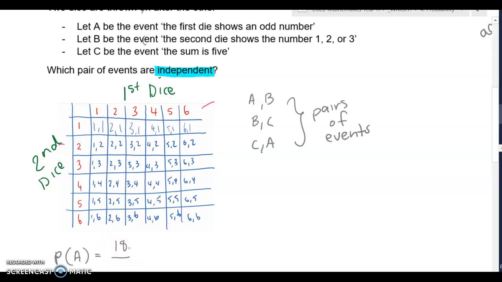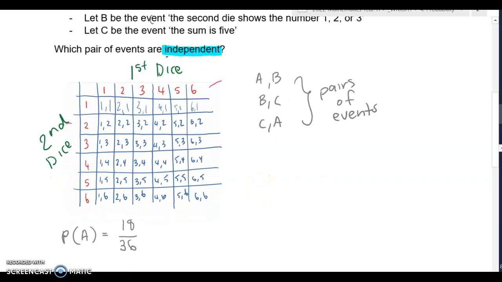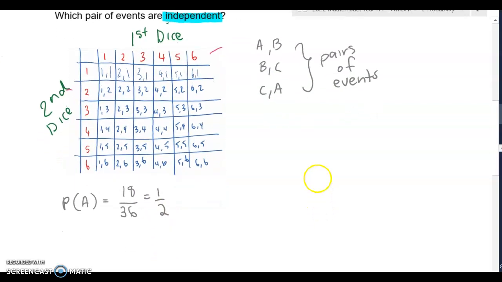And all up, we have 36 different possibilities. Of course, we've got 6 across and 6 down, which gives us 36. So we've got 18 over 36, and that equals 1/2. So the probability of A is 1/2.